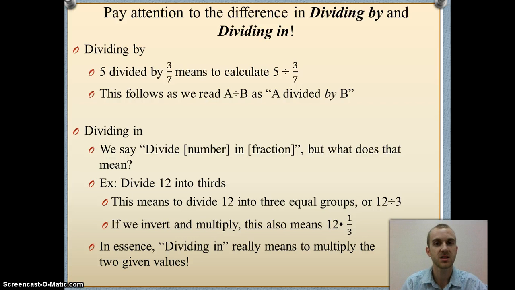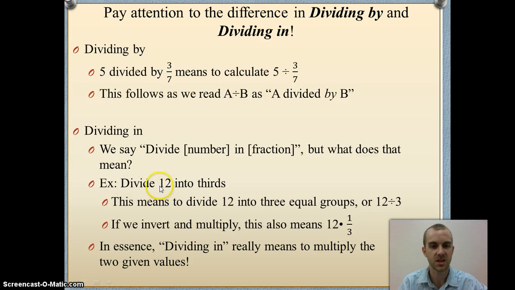Now we also have to pay attention when we see the words divided by versus divided in. When we have divided by, say 5 divided by 3/7, we're talking about 5, and then we're going to have the divide sign and 3/7. It's how we actually talk about division. It's the way we say it. But every once in a while you're going to see people using the words divide in, because we'll say things like divide 8 into thirds or 8 into fourths, and we need to know what does that mean.